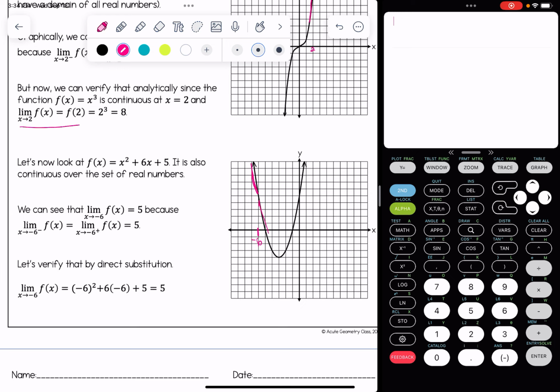We can also verify that by direct substitution. So the limit as x approaches -6 of f of x, plug -6 into the function, so -6 squared plus 6 times -6 plus 5, and that will give us 5 as our answer again. So basically, when we do limits analytically, our first step is always going to be to try direct substitution, meaning whatever the limit is approaching, try plugging it in for x.